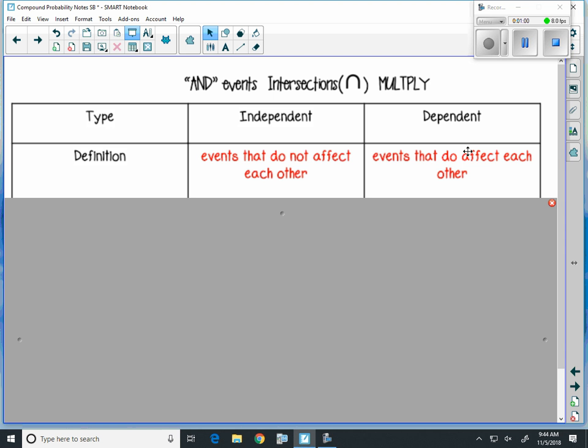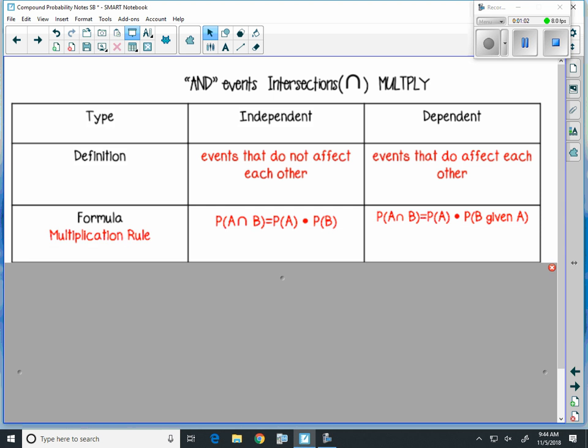If we have something that is independent, we take the probability of the first thing times the probability of the second thing. If they are dependent, we take the probability of the first thing and then the probability of the second thing given the first. It sounds a little confusing, but it'll make more sense once we practice it. Basically, you have to combine the probability of A with the probability of B, and we'll iron that out when we do an example.